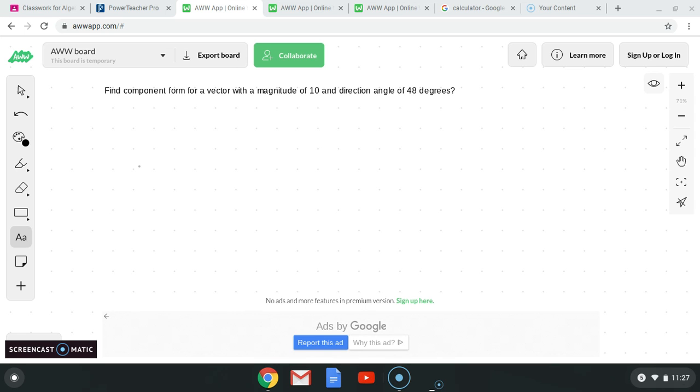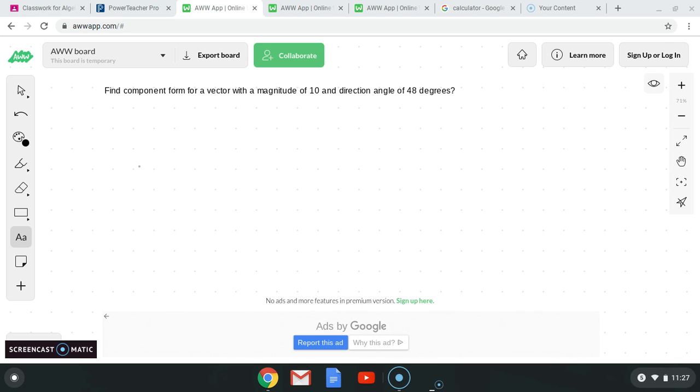Hey there. So this is the third week of online learning, and we're going to continue with our vector stuff. So you've done work where you've found component form from the points and found the magnitude, and now we're going to break it down going the other way. They're going to give us the magnitude and the direction angle of the vector, and we've got to figure out what the component form is.